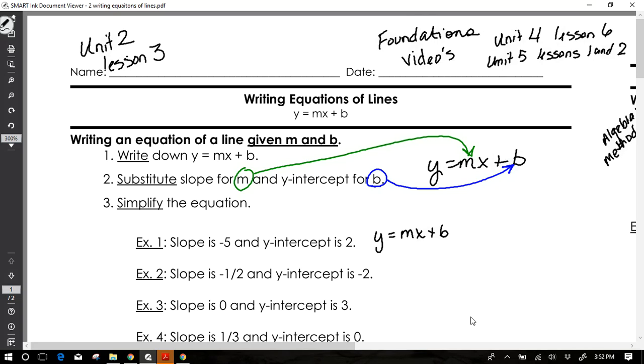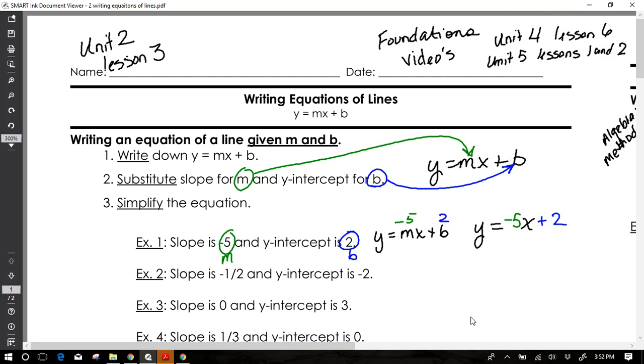Next, we're going to substitute the slope in for m and the y-intercept in for b. So here my slope is -5, so I'm going to put that right there. And my b is 2, and that's going to go at the end there. So if I write this equation officially, it would look like y equals -5x, and because that 2 is a positive 2, it'll look just like that. And that is the equation of my line, given my slope and my y-intercept.